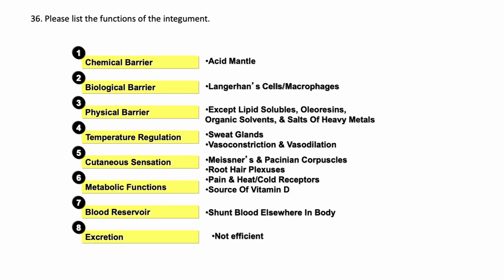The biological barrier is the Langerhans cells. That's your immune system being kind of implanted inside the skin. The physical barrier is that the skin is thick. It has multi-layers to it. There are things that can go through it because, as you know, cells are bordered by a cell membrane, which is made of lipids. So things that are lipid soluble, and I have a few listed over here, will go right through it.